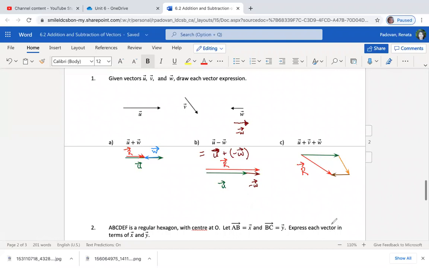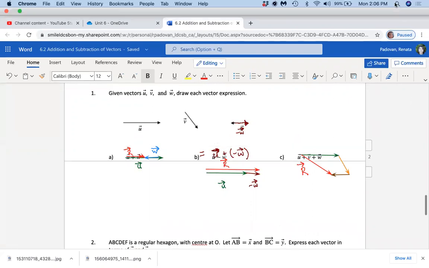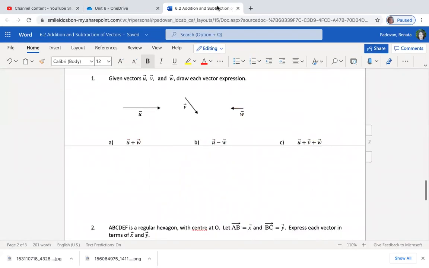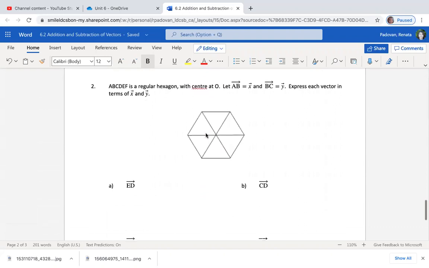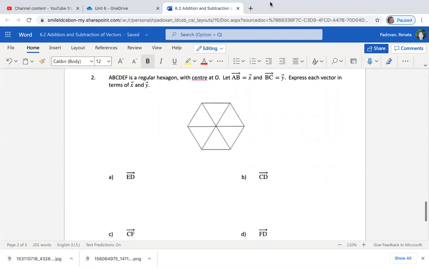Let's look at number 2, which is where I was saying that there's also an example of where we would use the head to tail method. If I have A, B, C, D, E, F, so let's label that first as a regular hexagon. So let's try to remember what regular means, a regular hexagon. Let's label our A, B, C first. So let's say this is A, point B, C, D, going clockwise, E and F. There we go. A, B, C, D, E, F.